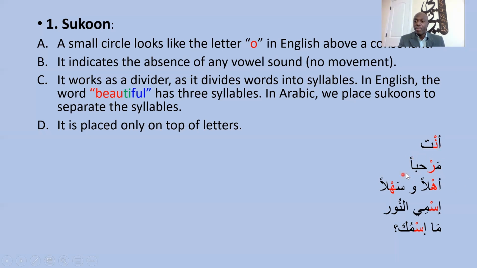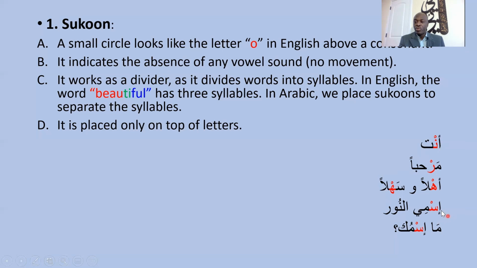Let's move to marhaba. Marhaba is welcome. We separate the two syllables: mar, that's the first one. We put the sukoon on the letter ra, and then haba, marhaba. Let's move to ahlan wa sahlan. Ahlan: we put a sukoon on the letter ha. Wa is "and." Sahlan: sah, we put the sukoon on the letter ha when we hit the break.